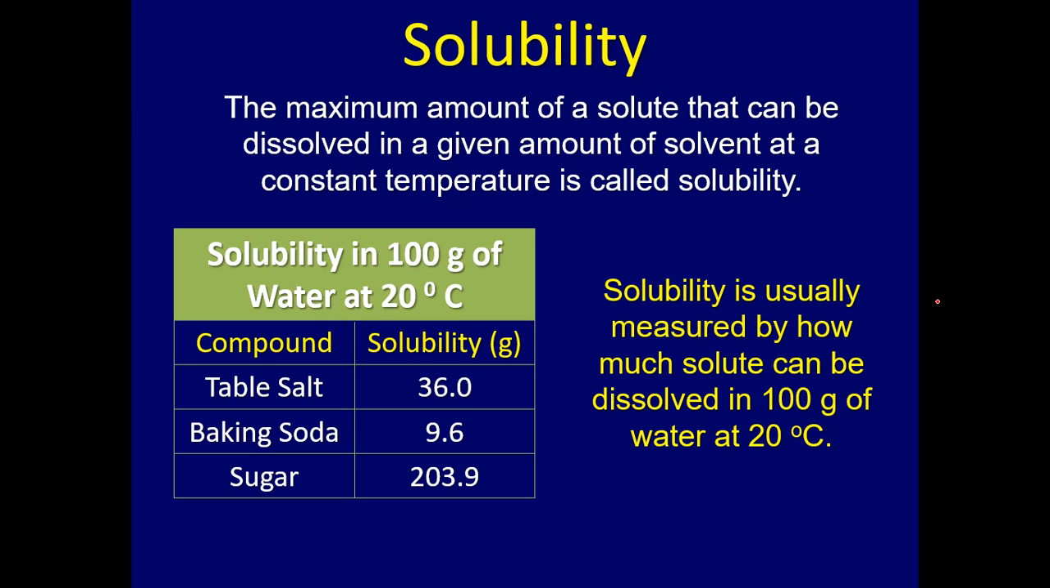All right, and so if we look here, we've got table salt, and 36 grams of table salt can be dissolved in 100 grams of water at room temperature. Baking soda, 9.6 grams, and sugar, 203.9 grams. What this is telling us is that sugar is a lot more soluble than table salt, and both are a lot more soluble than baking soda in water at room temperature. So we would say that sugar has a higher solubility than salt or baking soda.